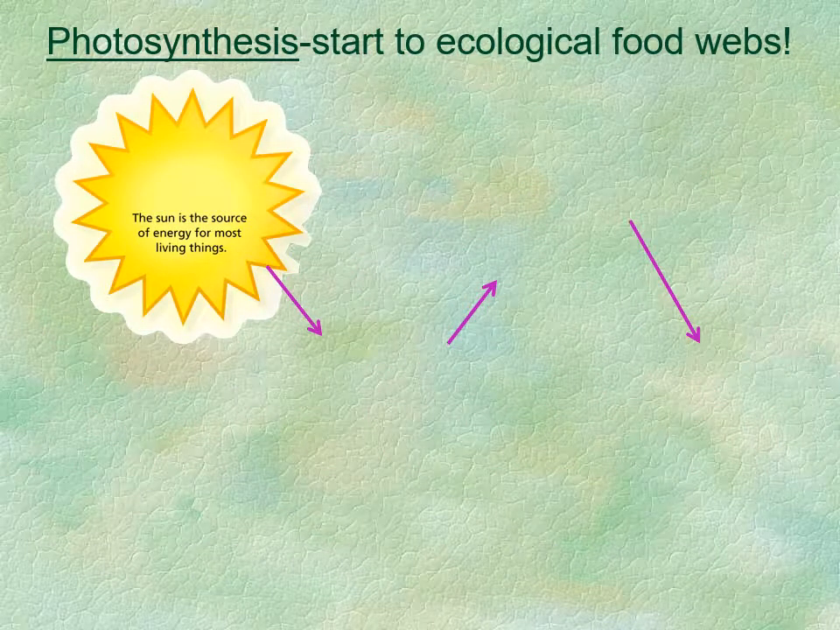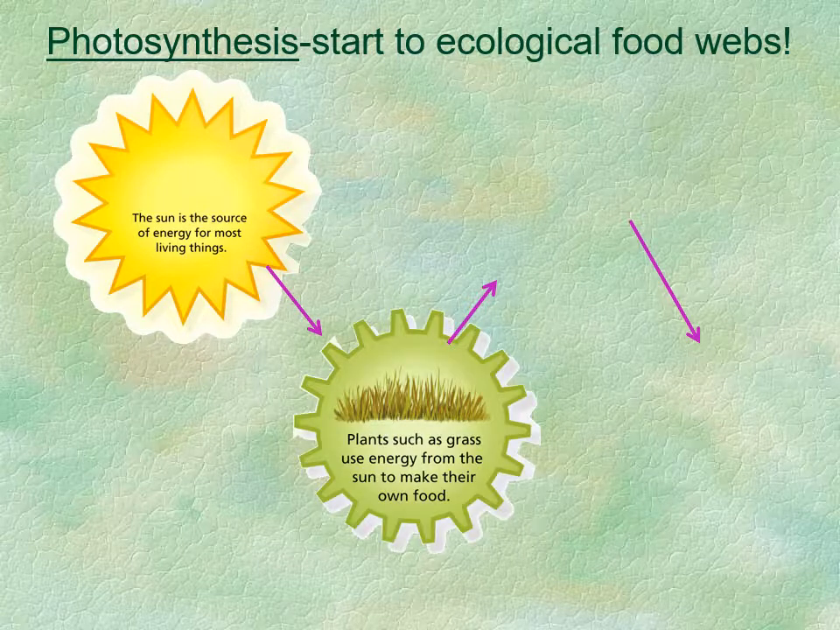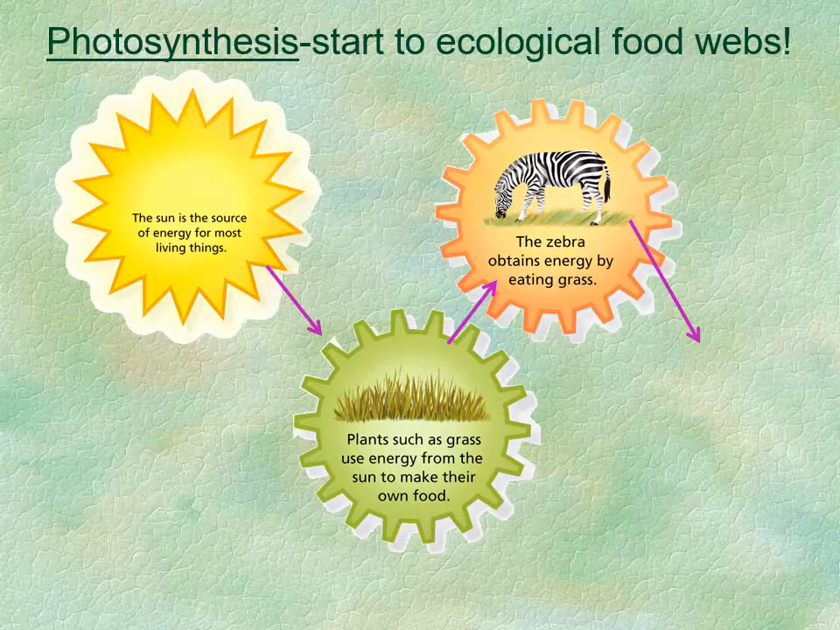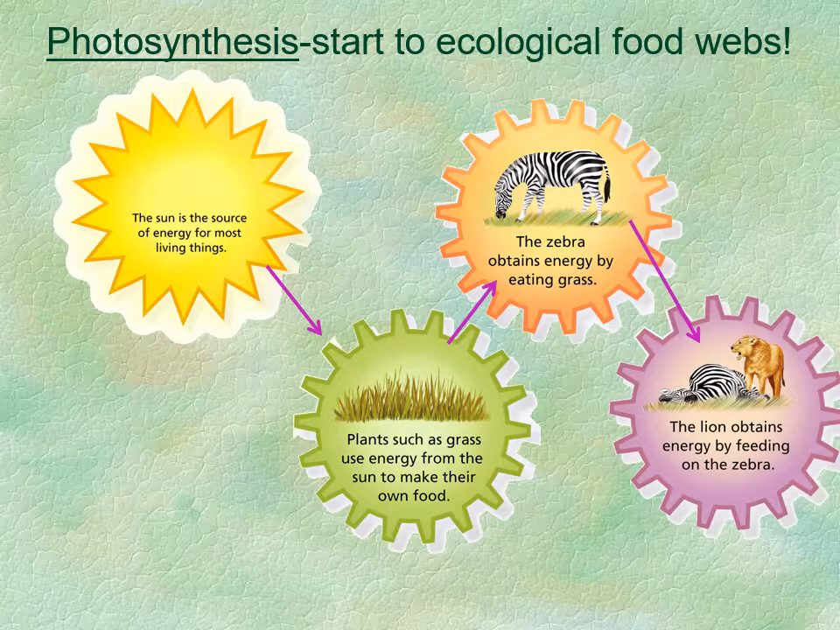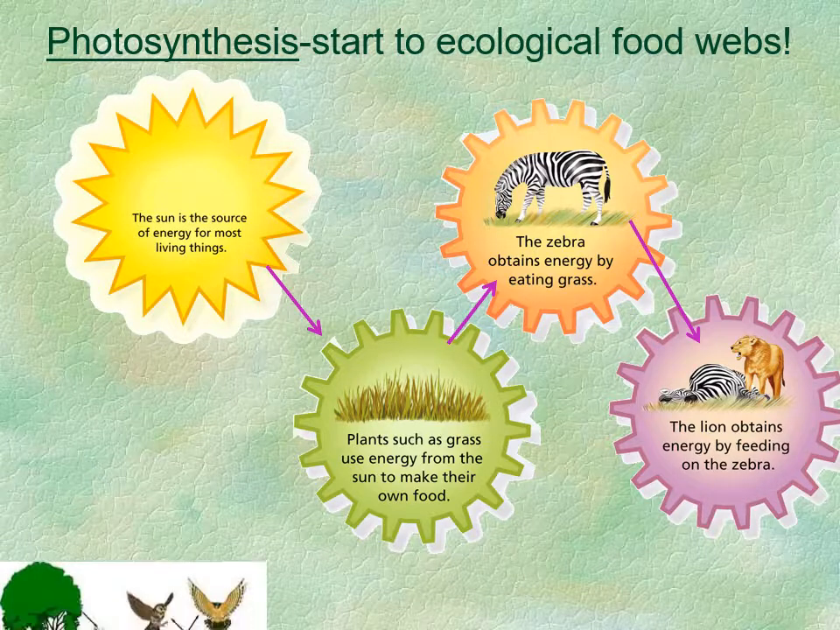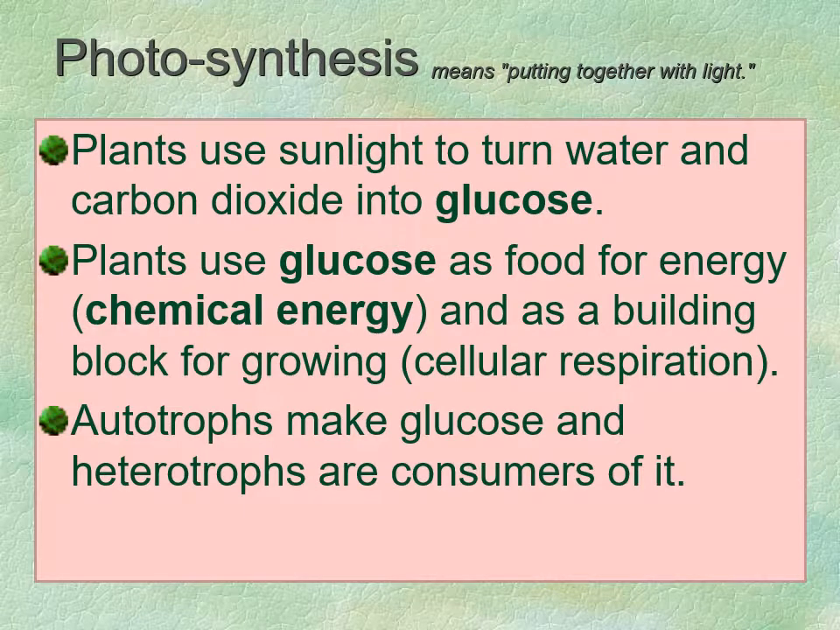So the sun is the source of energy for most living things, and plants such as grass use the energy from the sun to make their own food. The zebra will obtain the energy by eating the grass, and the lion will obtain the energy from feeding on the zebra. This photosynthesis is the start to all food webs. Photosynthesis. Photo means light and synthesis means to put together. So this means to put together with light.